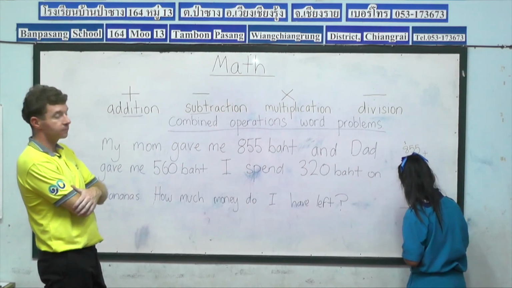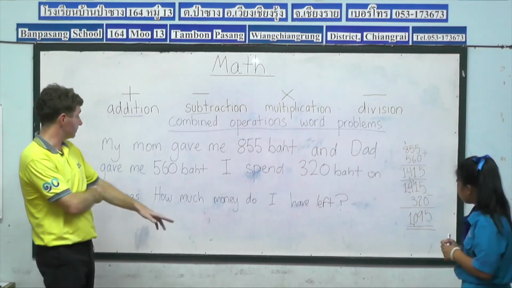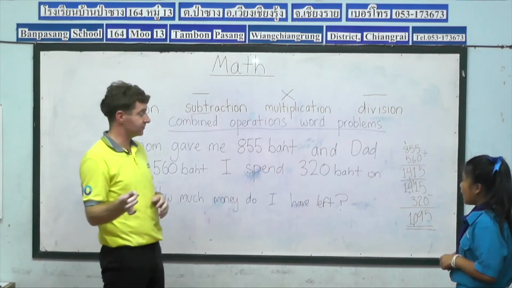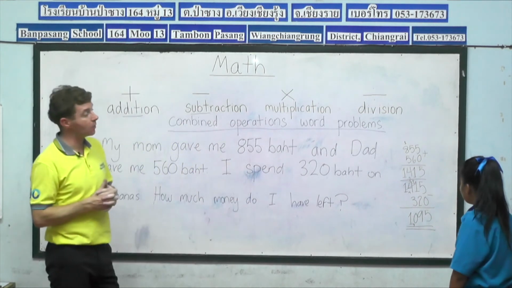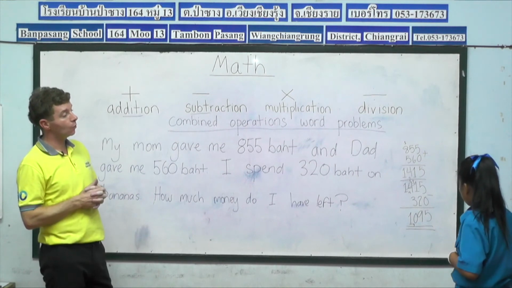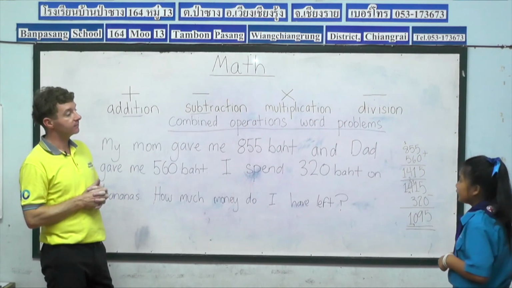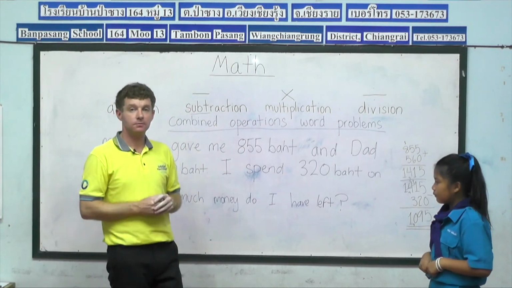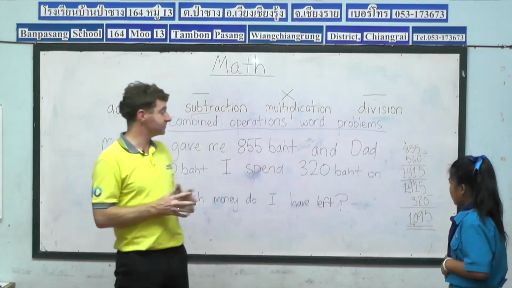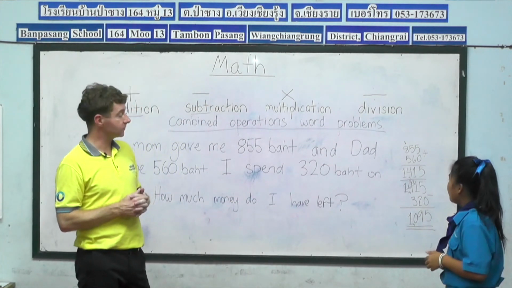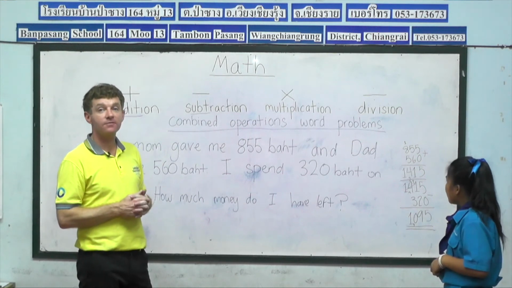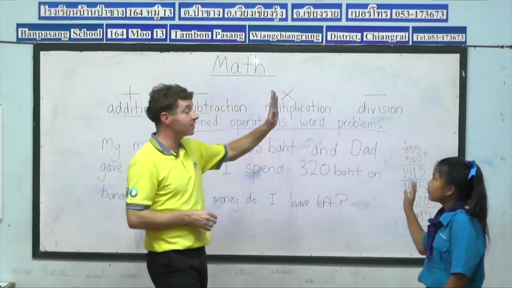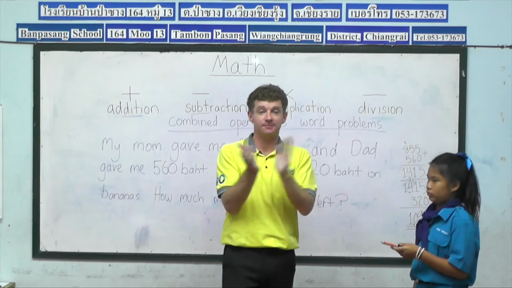Excellent. So, Lakal's question to the word problem, how much money do I have left? And now we know the answer. Lakal, how much money do you have left? 95 what? Baht. Excellent. So we can say Lakal has 1,095 baht left. Lakal, that was brilliant. High five and a big round of applause for Lakal, please, guys.